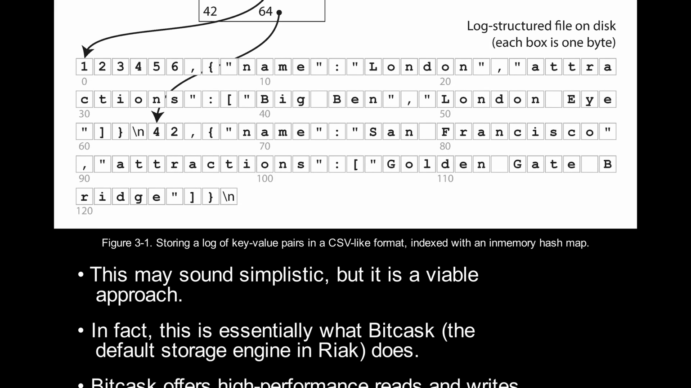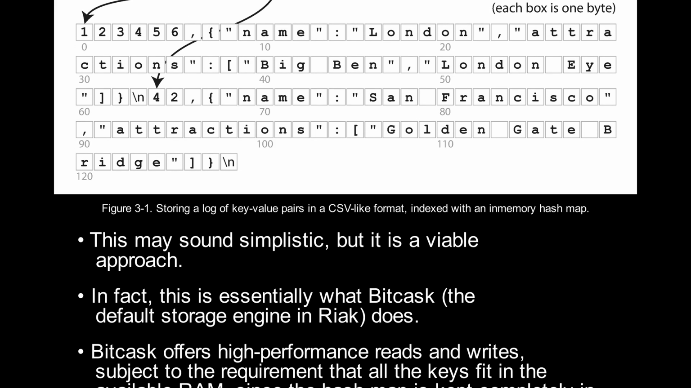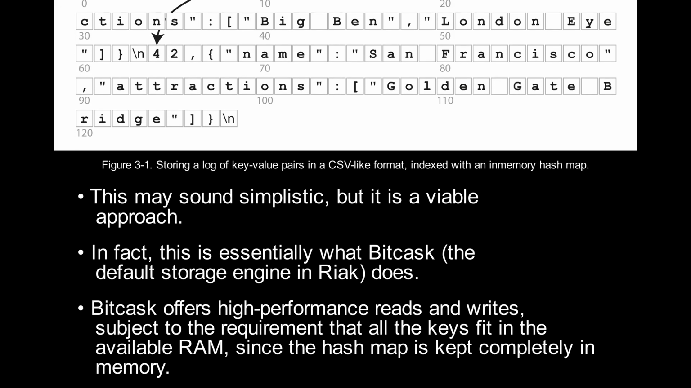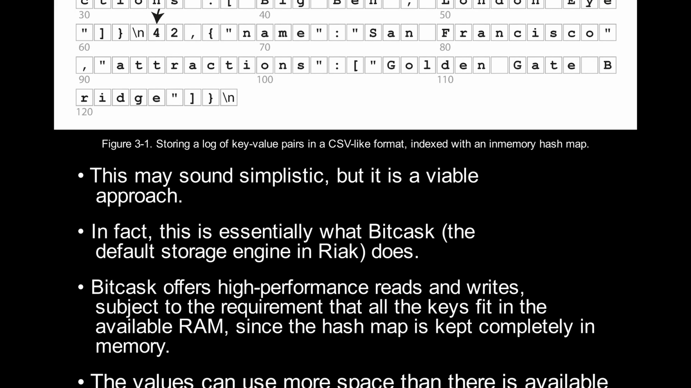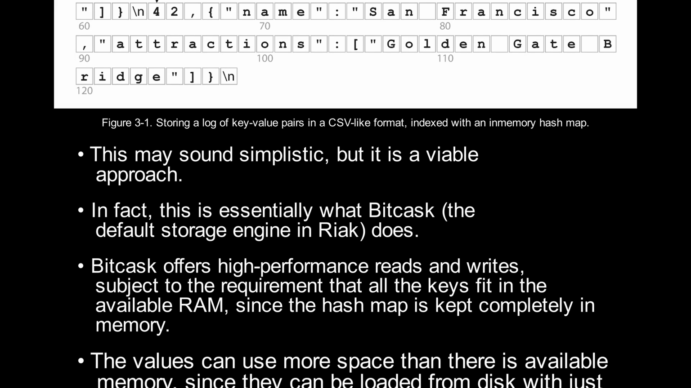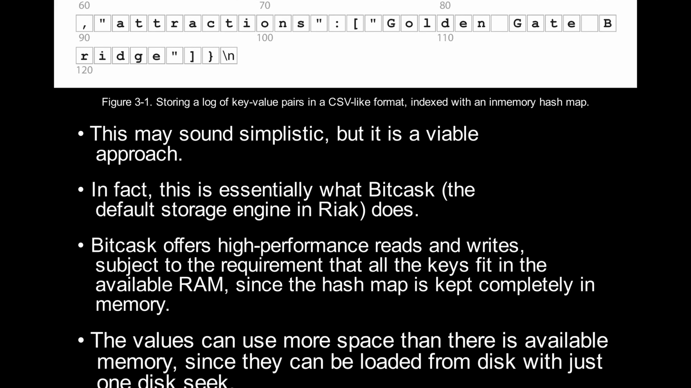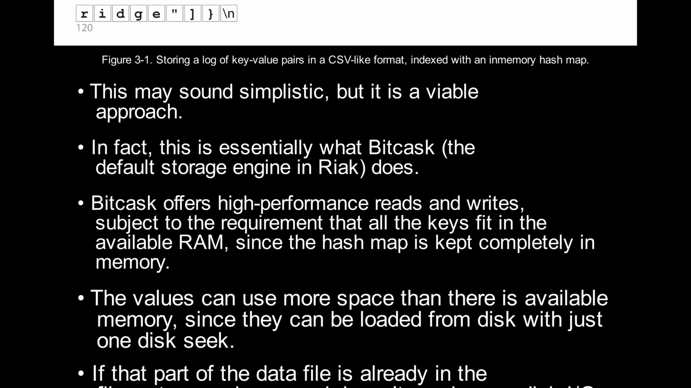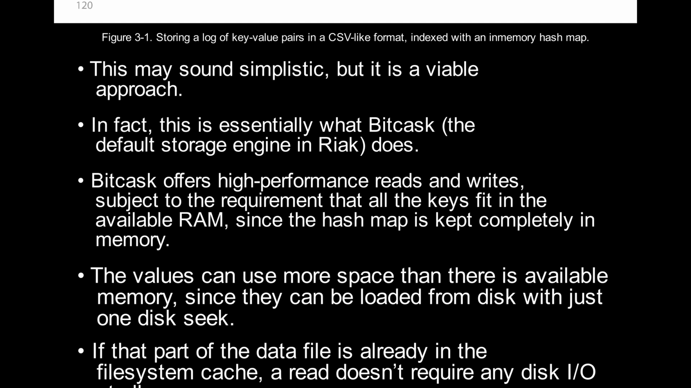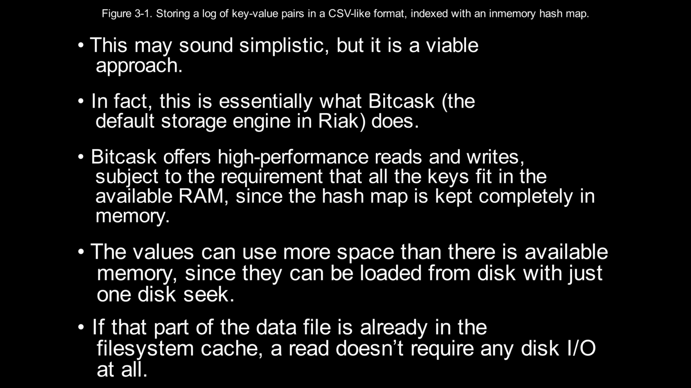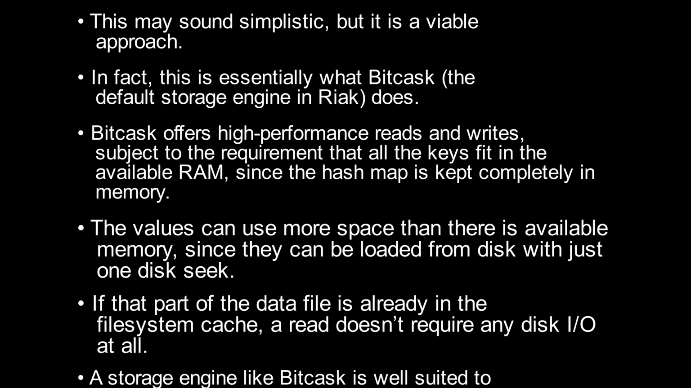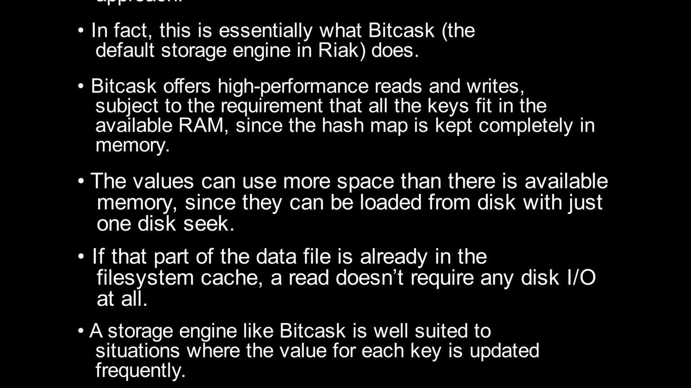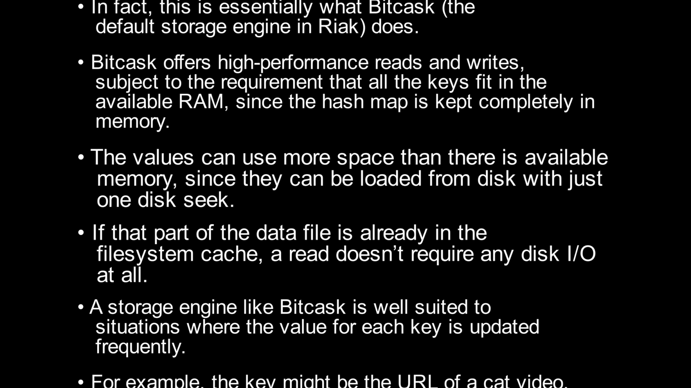This may sound simplistic, but it is a viable approach. In fact, this is essentially what Bitcask, the default storage engine in Riak, does. Bitcask offers high-performance reads and writes, subject to the requirement that all the keys fit in the available RAM, since the hash map is kept completely in memory. The values can use more space than there is available memory, since they can be loaded from disk with just one disk seek. If that part of the data file is already in the file system cache, a read doesn't require any disk I/O at all.